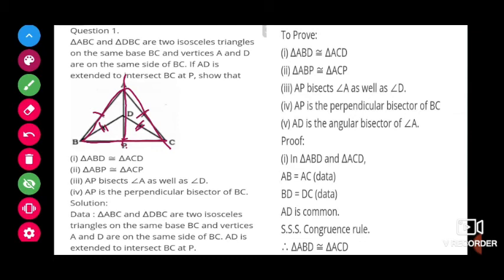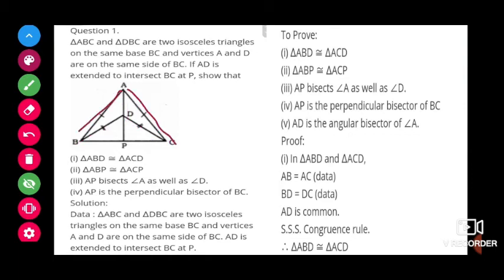They are asking four things in this, children. Each and every question will be long, but if you understand the logic, it will be very easy. First one is we have to prove that triangle ABD is equal to triangle ACD. By seeing this, we can say that both are the same, no? How? See.